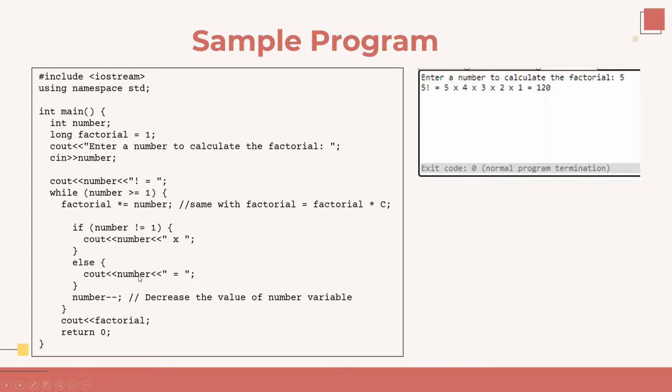And then else, cout number, equal sign. So if the number is equal to 1, we will print number and then equal sign. And then number minus minus, which is used to decrease the value of the number variable. And then we cout the factorial result. And this is the output. Enter a number to calculate the factorial, and then the user inserts 5, and then 5 factorial equals 5 multiplied by 4 multiplied by 3 multiplied by 2 multiplied by 1 and equals 120.